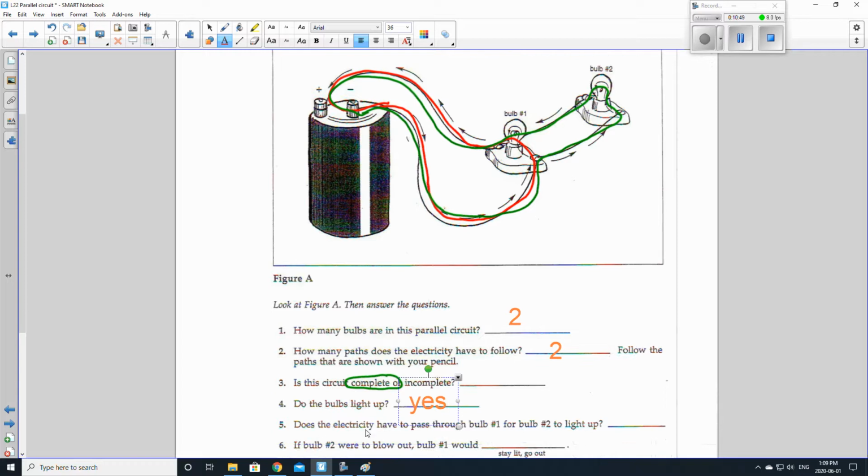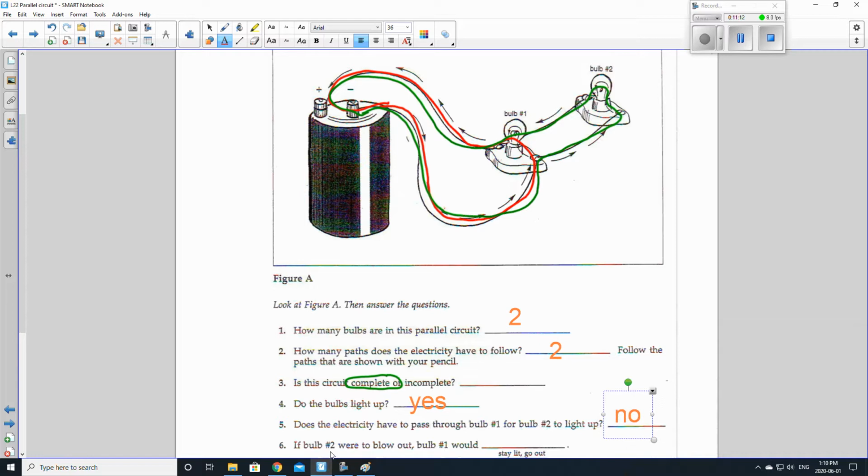Does the electricity have to pass through bulb number 1 for bulb number 2 to light up? So let's take a look. Does it have to go through bulb number 1? It actually doesn't. Take a look at that. It can actually go around bulb number 1 instead. So the answer to this one is no. And that's why parallel circuits are so useful.